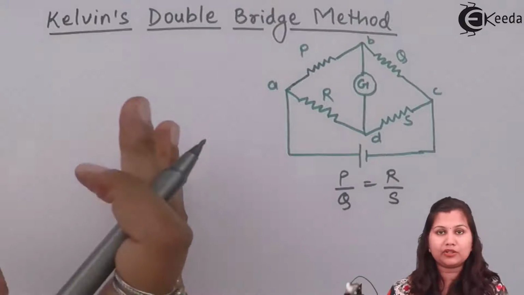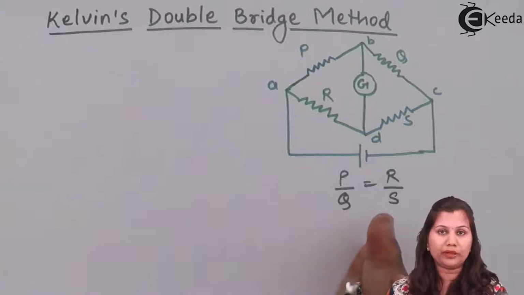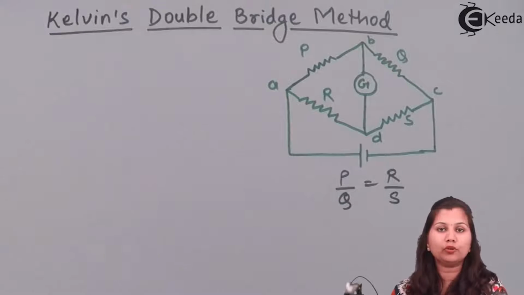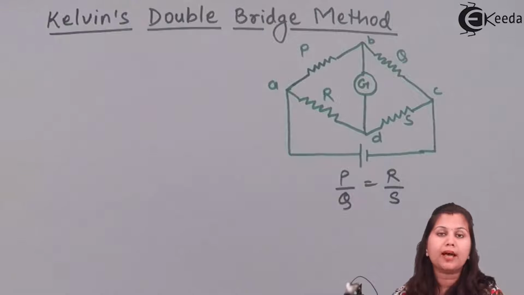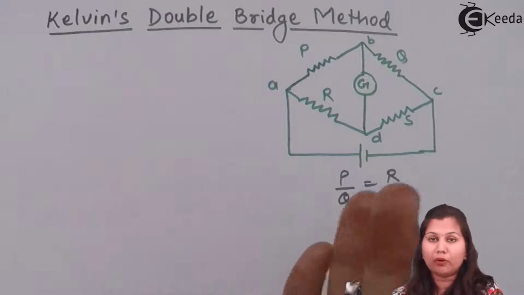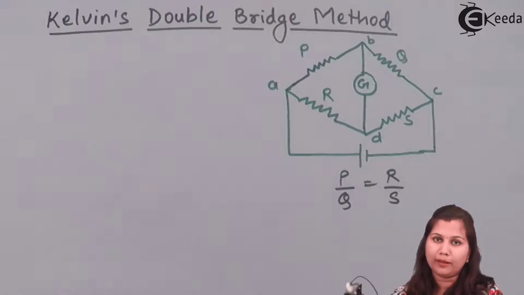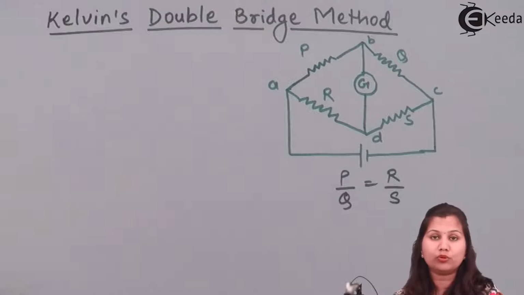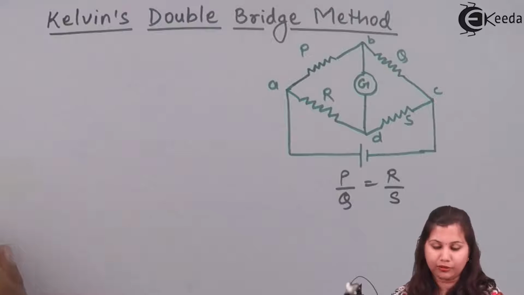Now the Kelvin double bridge is a modification of the Wheatstone bridge, because the Wheatstone bridge can measure resistances from a few ohms to several mega ohms. But if we want to measure very low resistances, under 1 ohm, then we will use the Kelvin double bridge, and for that we have to make some modifications in this Wheatstone bridge. So before starting with the Kelvin double bridge, let us see the principle due to which we have to use this method.